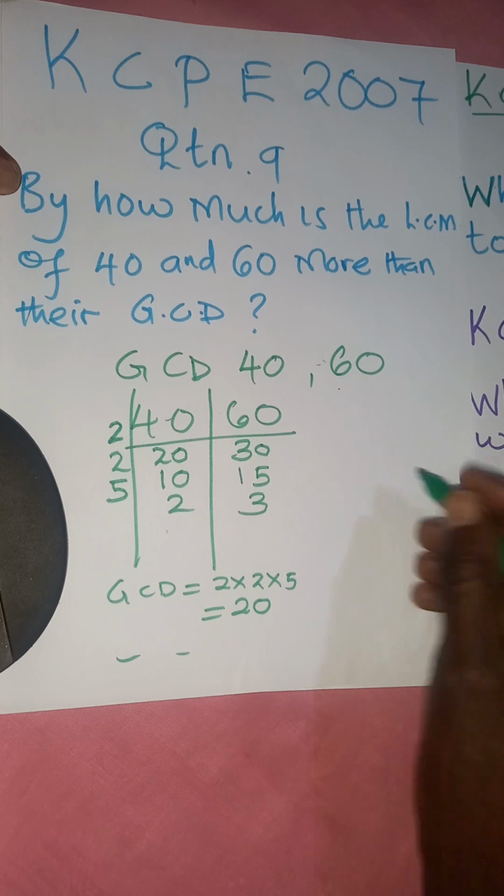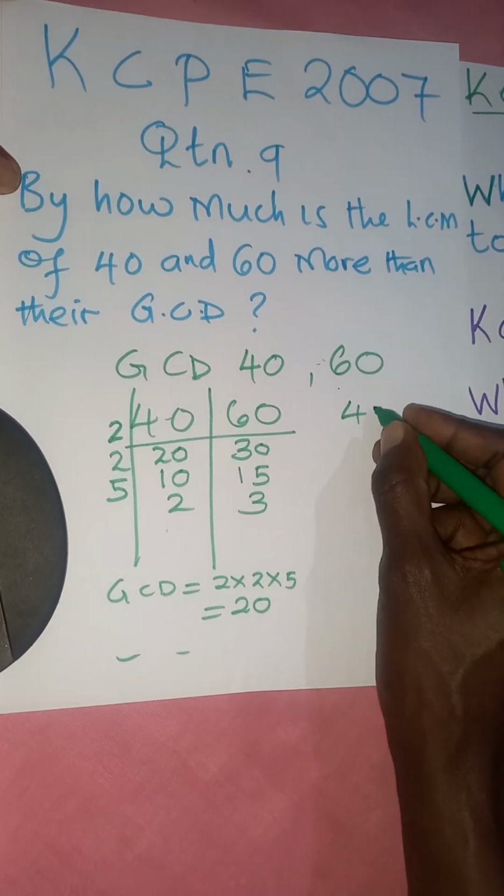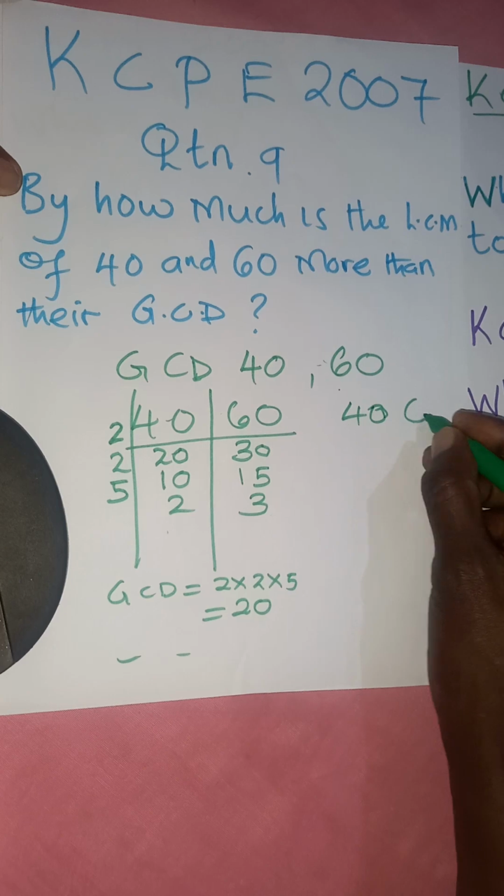So we move on to find the LCM of 40 and 60.